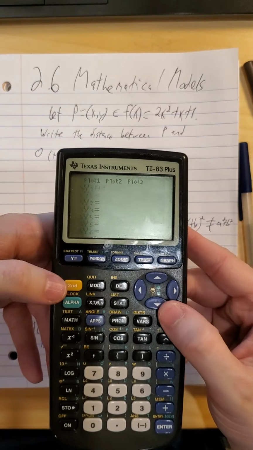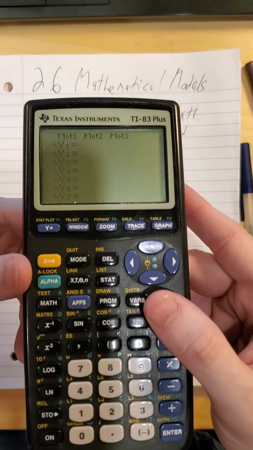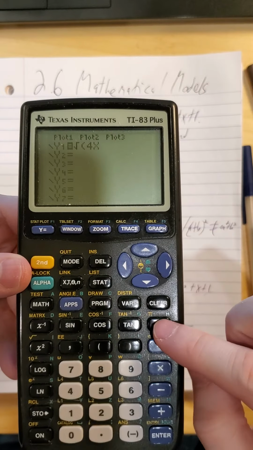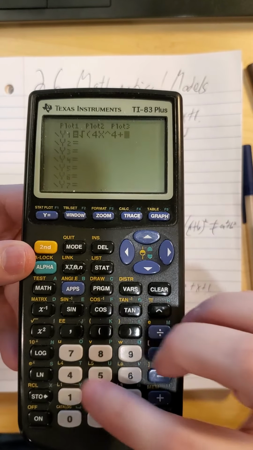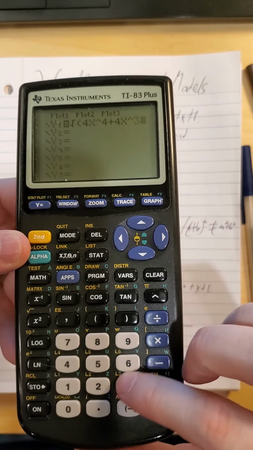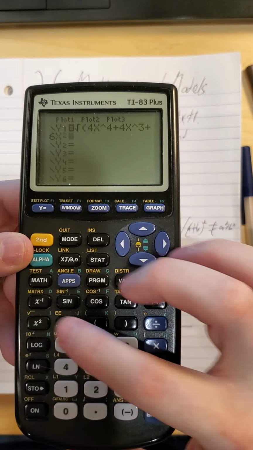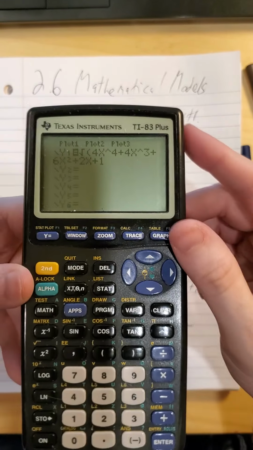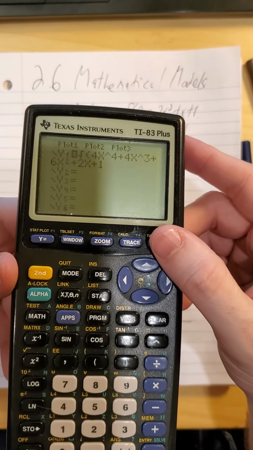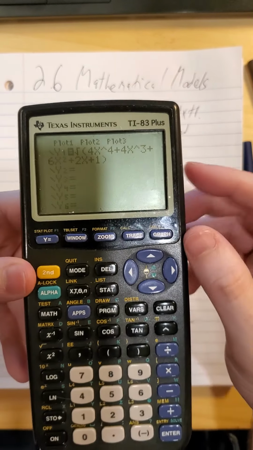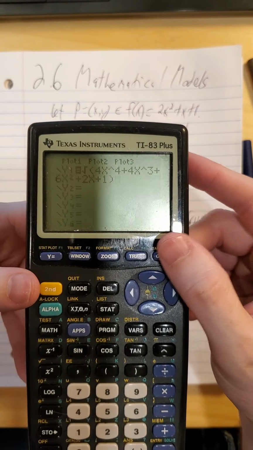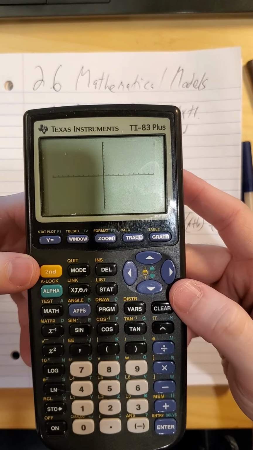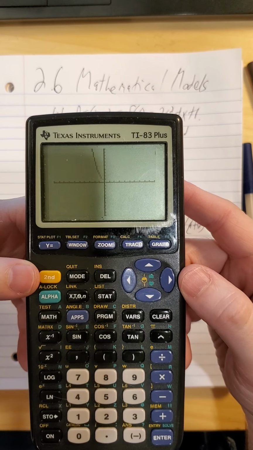But we can key that in. So clear out any of the older functions you have, put in the new guy. So square root of 4x raised to the 4th plus 4x raised to the 3rd plus 6x squared plus 2x plus 1. So we got that whole thing typed in. We'll close it on up at the end there. And we'll start on zoom 6 and adjust as needed.